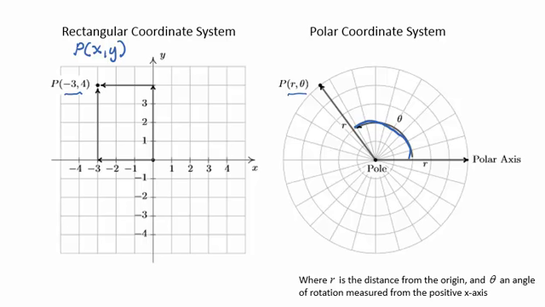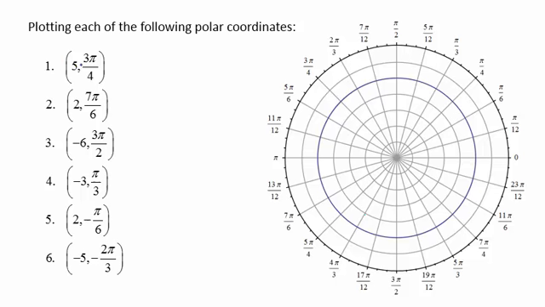Let's look at some examples. Each of these ordered pairs identifies a point in the polar coordinate system. The first one, (5, 3π/4). Now you can think about the radius first or the angle of rotation first. I like using the angle of rotation first. With a rotation of 3π/4 from the positive x-axis, we'd be on this line over here. With a radius of 5, we'd be 5 units from the origin. 2, 3, 4, 5, it would be right here.